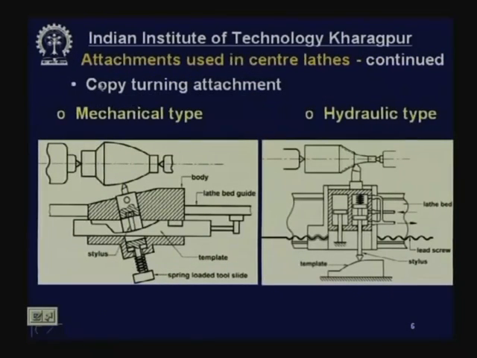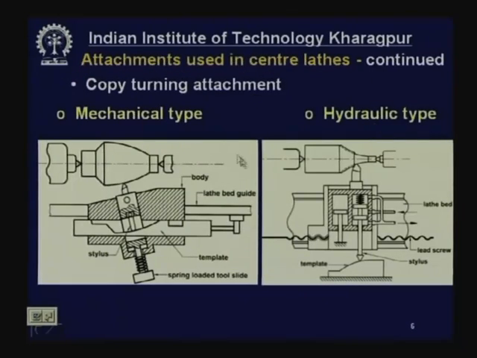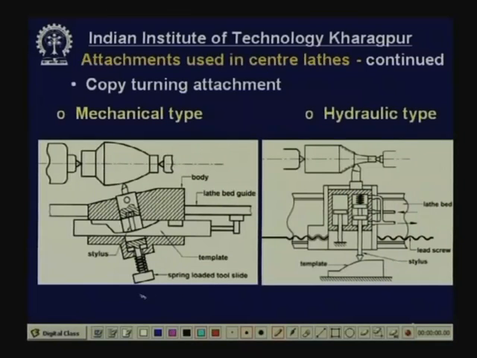Next is the copy turning attachment used in the center lathe. Now, this can be mechanical type or it can be hydraulic type. Now, this shows the mechanical type. Now, what is there? This is the job to be produced. You see the product, which has a profile, a curved profile ended with a flat end and taper. Now, what you do? You have to produce first a template, a rod or a plate of this shape. This profile will be replicated onto the product through the cutting tool.